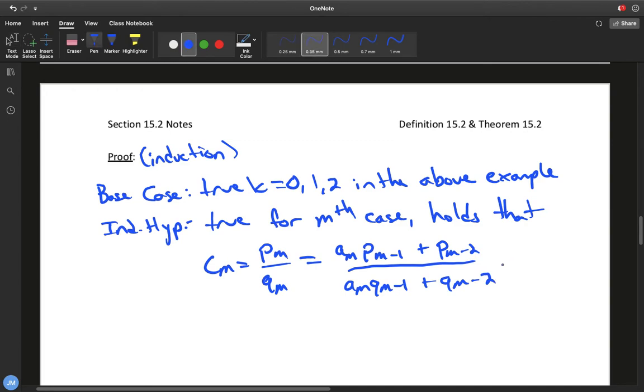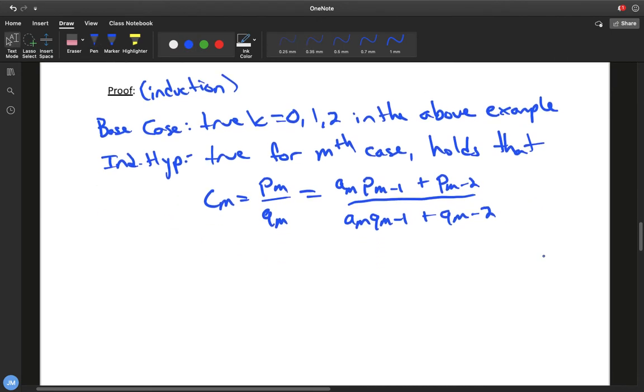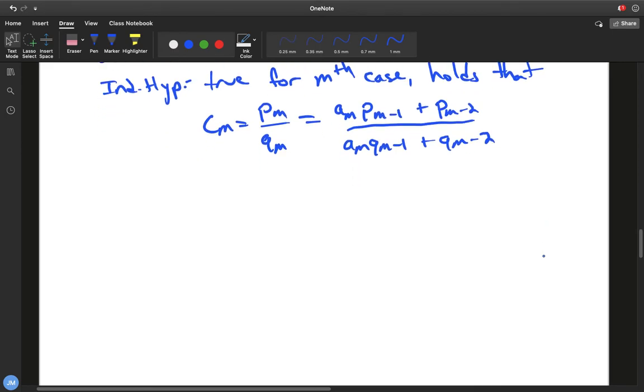Okay, and then our goal is going to be to show that this is true for the m plus 1th case. So eventually we'll want to show that it's true for a sub m plus 1 multiplied by p sub m plus p sub m minus 1 all over a sub m plus 1 q sub m plus q sub m minus 1. So that'll be our goal that we're going to be working towards.